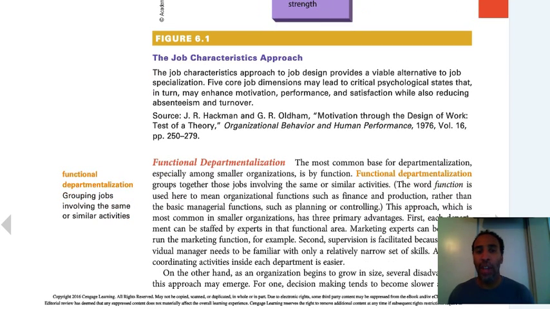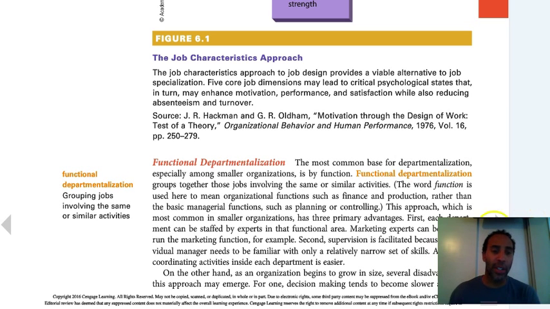It's very good. Job characteristics approach to design provides a viable alternative to job specialization. 5 core job dimensions may lead to critical psychological states that in turn may enhance motivation, performance, and satisfaction while also reducing absenteeism and turnover. And that's the end goal, is that you want to come up with a favorable system, and you want to reduce the turnover, the amount of people that leave, and you also reduce the absenteeism, the amount of times that people call in sick, and not just calling sick because they're definitely ill, have the flu or something like that, but calling sick because I want to go to the beach that day.